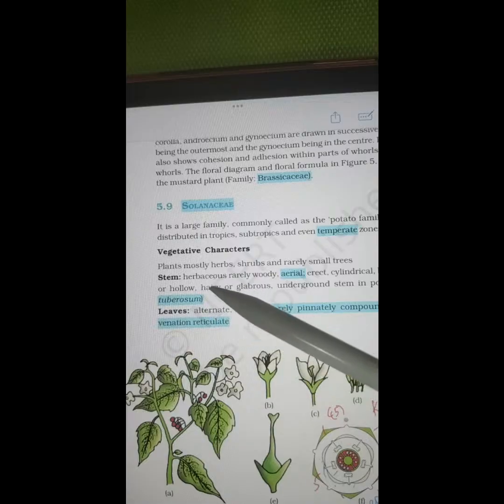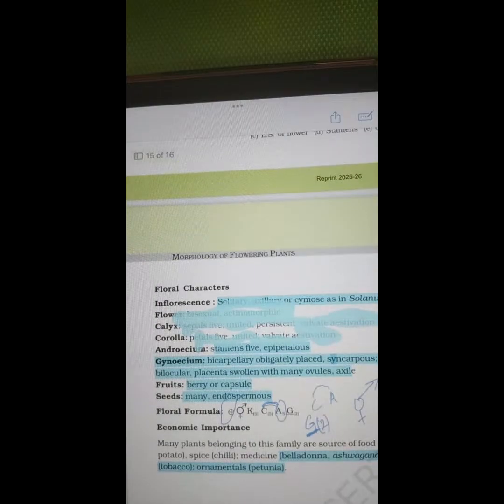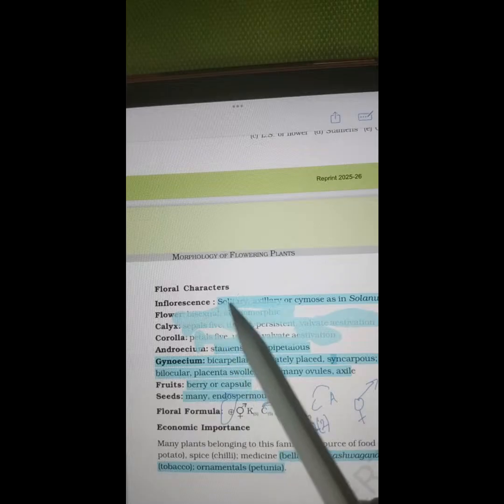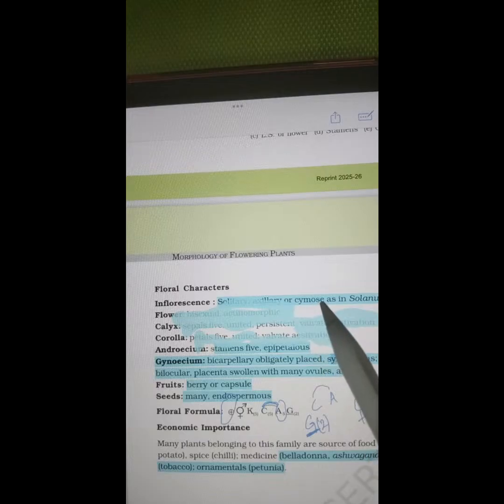See, all the terms which are given in the vegetative characters are important. For vegetative characters, you need to mention the condition of the root, stem, and leaves. This you can learn. And for the inflorescence, it has been mentioned it is going to be solitary, axillary, cymose. For the flowers, it has been mentioned bisexual, actinomorphic.